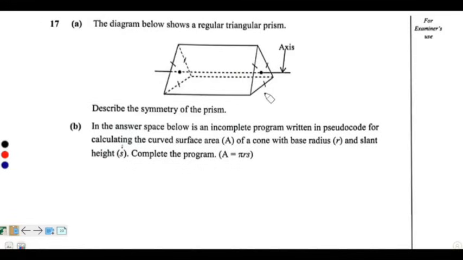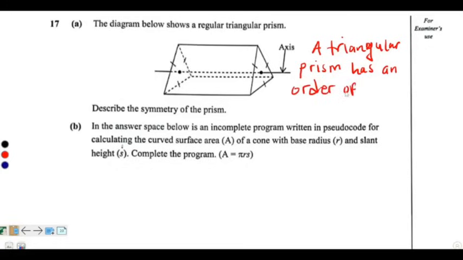So to describe the symmetry of this prism, we are just going to say a triangular prism has an order of rotation of 3 and an angle of rotation of 120. So we'll say a triangular prism has an order of rotation 3 and angle of 120 degrees. This will be your description of the symmetry of the prism.